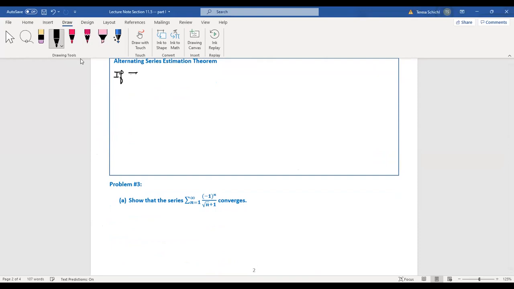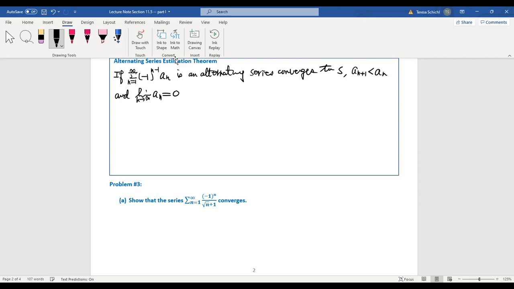Suppose the summation from n equals 1 to infinity of (-1) to the n minus 1 times a_n is an alternating series, and this series converges to S. We know that for a convergent alternating series, a_n has to be a decreasing sequence, so a_(n+1) has to be less than a_n. And the limit as n approaches infinity of a_n is going to approach zero.